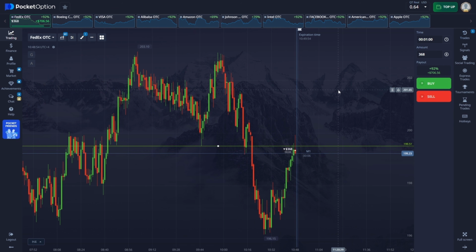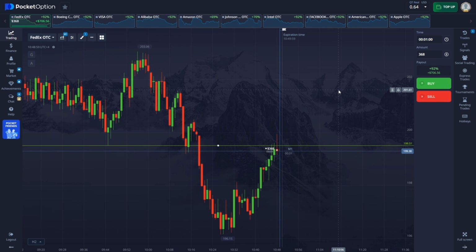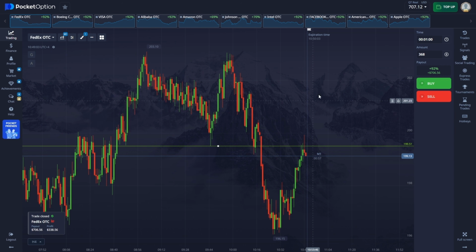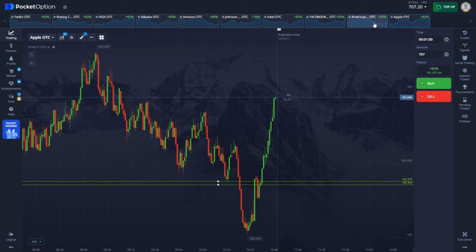Now the candle has reversed and the trade is going in our favor. We only have 5 seconds left. Just a few seconds. And I won. I won my third trade. Now my balance has increased to $707. Let's find a trade for $707.